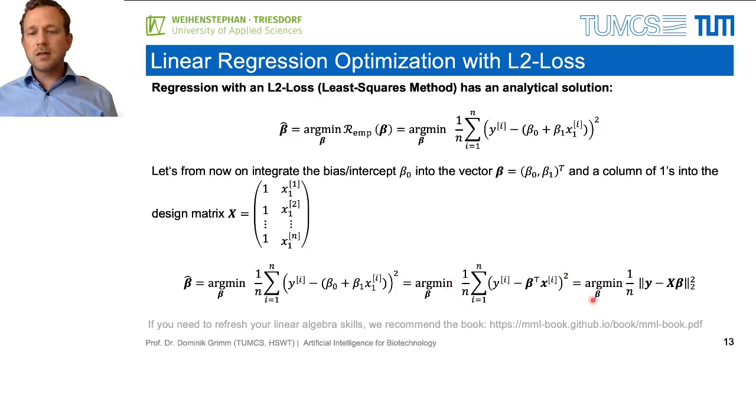So this is nothing else than the minimum of 1 divided by n, and then we have here the notation for the L2 norm, and then we square the L2 norm, so that the square root disappears again. And this is nothing else than the vector y, so all our true labels minus all our predictions, and this is squared up, and this we have to now minimize.